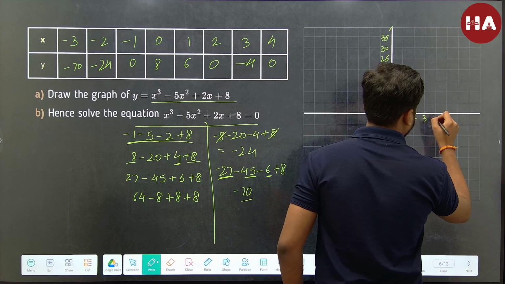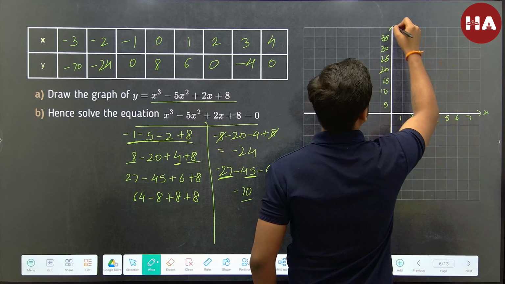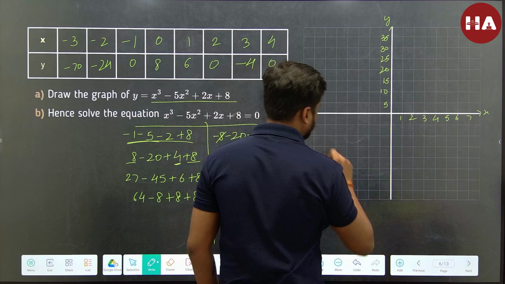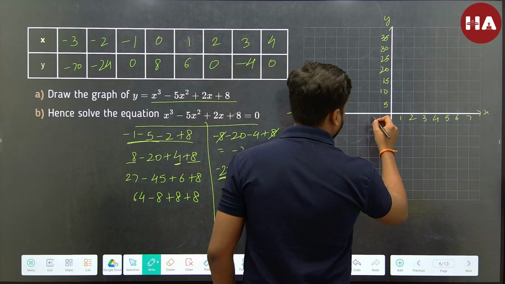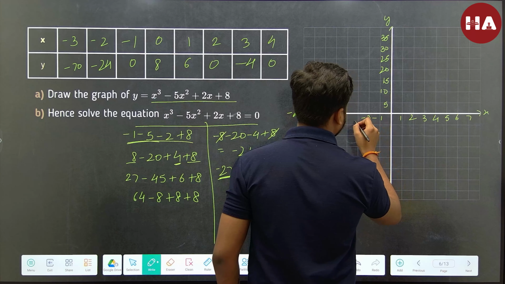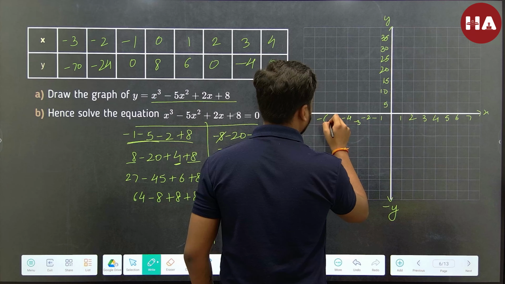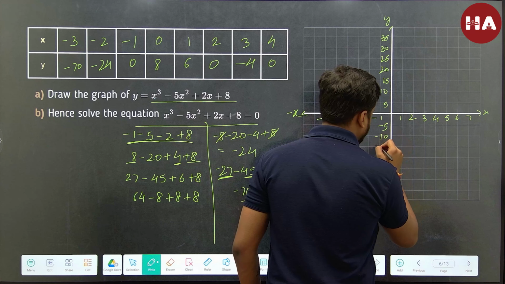1, 2, 3, 4, 5, 6, 7, x axis, y axis, and minus x axis, and this is minus y axis, right? So minus 1, minus 2, minus 3, minus 4, minus 5, and minus 6.